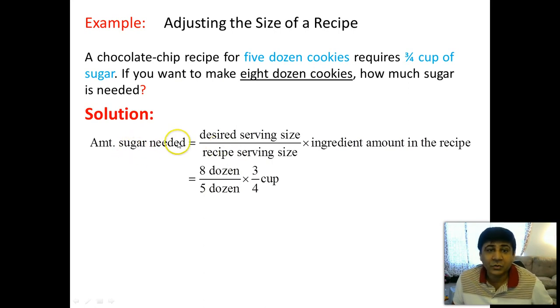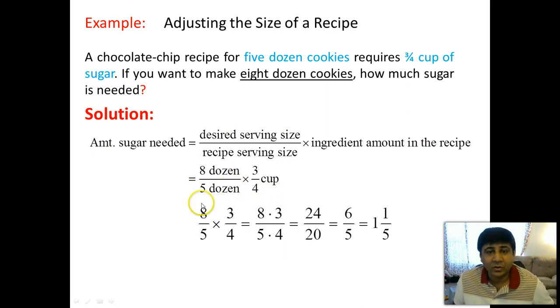Now our amount of sugar needed will be the desired serving size. How many cookies do we need? We need 8 dozen, so put 8 dozen there, and the original recipe has 5 dozen in it, so put 5 dozen there, and then times the ingredient amount in the recipe. In our original recipe, we needed 3 over 4 cups, so just put that in here. Now simplify this. Dozens cancel with dozens, so don't worry about that here. So we will have 8 over 5 times 3 over 4.